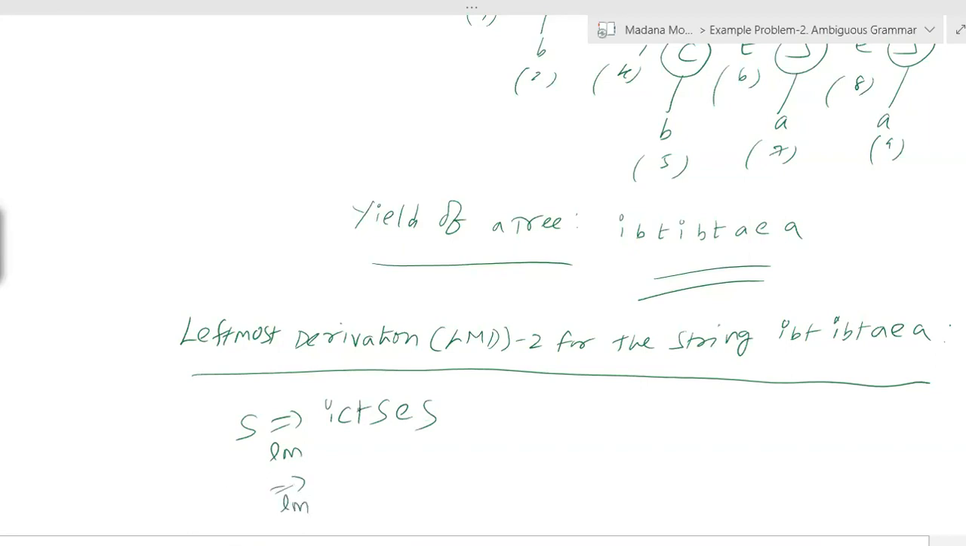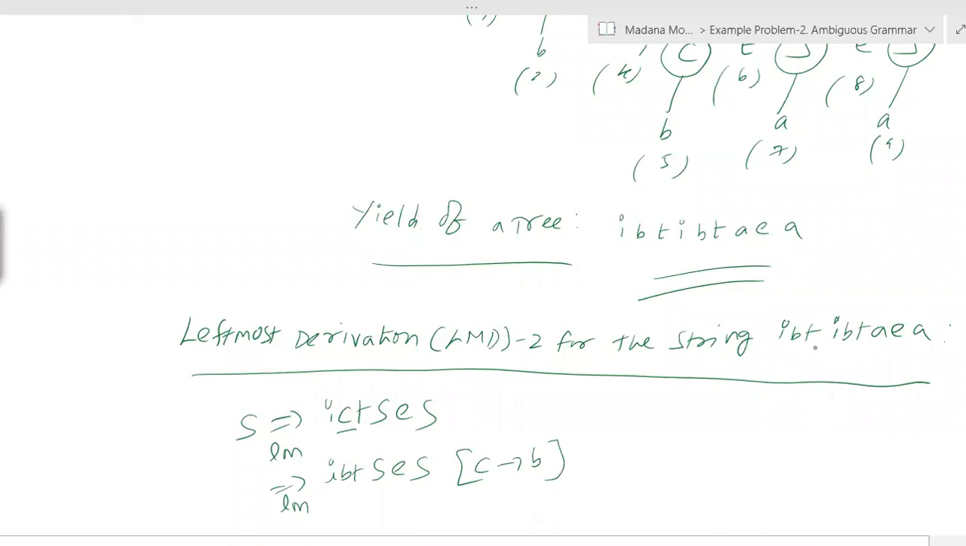Now you can see here we have three variables C, S, E, S. We are applying leftmost derivation, meaning the leftmost variable you need to substitute first. For C we have only one substitution, that is terminal B. That only you need to substitute. Now you will get IBTSES. Here what is the substitution we used? C derives B. Now you can see in the given string, the first three terminals are derived, IBT.